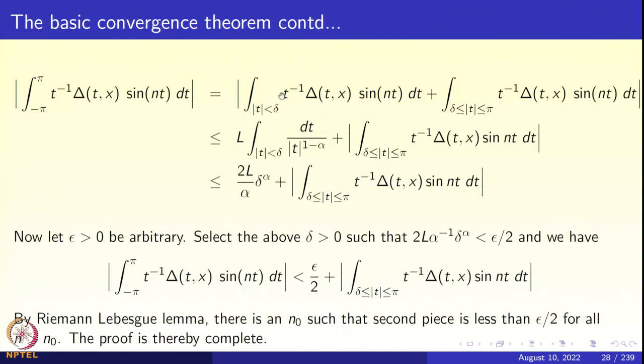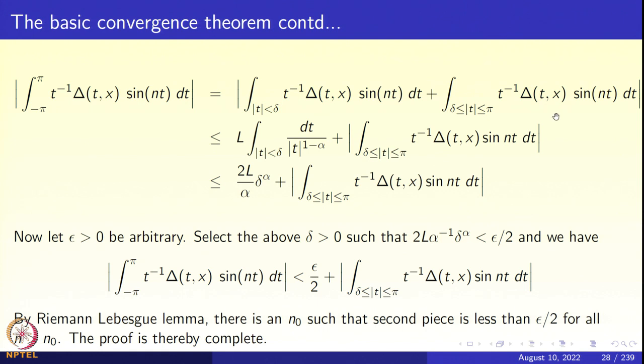So we got the 1 upon t here. This capital delta tx is less than t to the power alpha, and I am going to take the absolute value. So this integral is less than or equal to L times the integral over mod t less than delta of dt by mod t to the power 1 minus alpha, because mod sine is less than 1 anyway, not a problem.